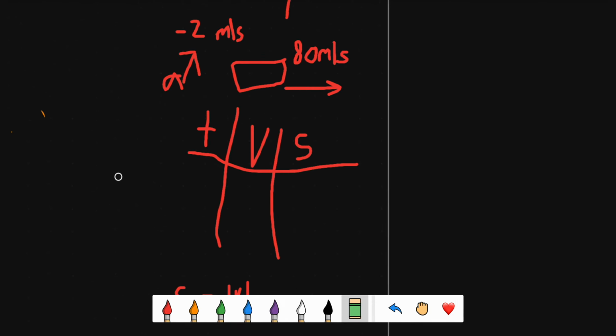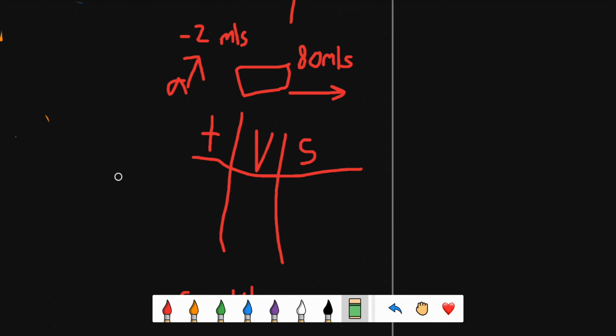So what about this? Minus 2 meters per second is the acceleration, and the object starts at 80 meters per second. Let's say it's 80 at first, and what will happen 2 seconds later? It's actually minus 2 meters per second, so 80 minus 2 is 78. It'll be 78 meters per second.